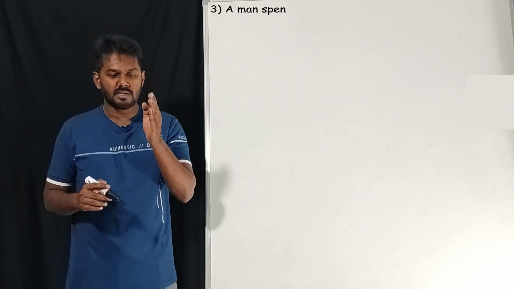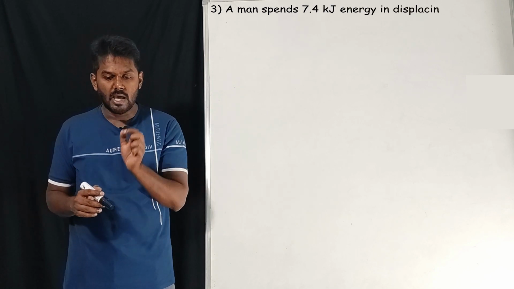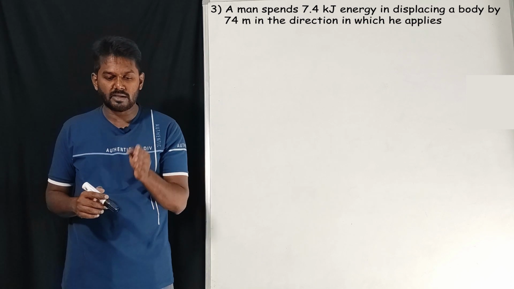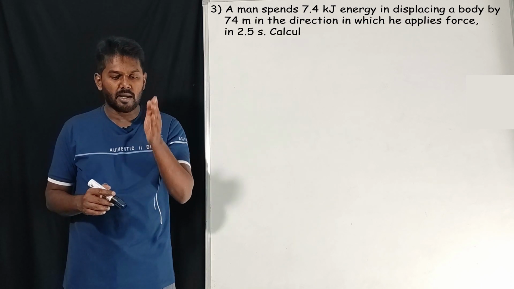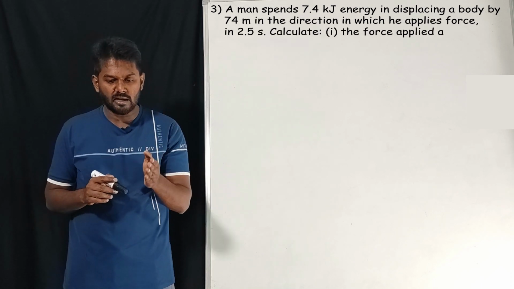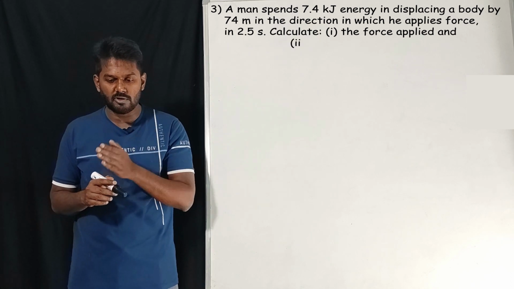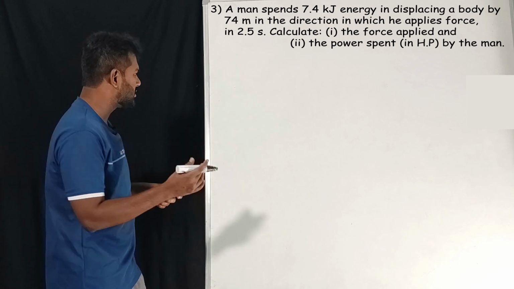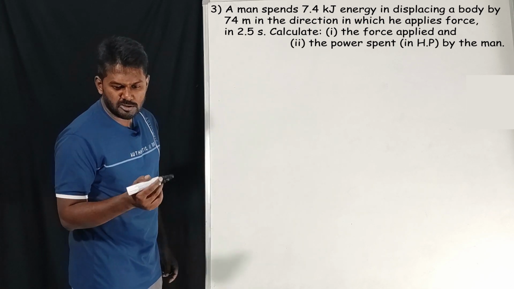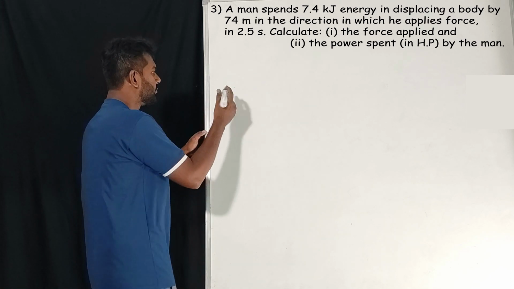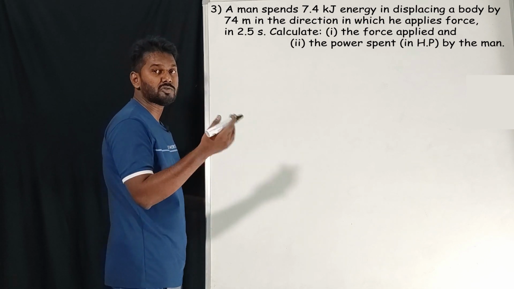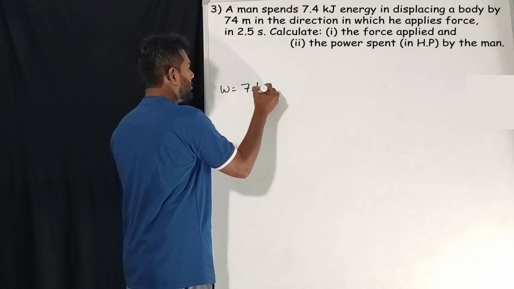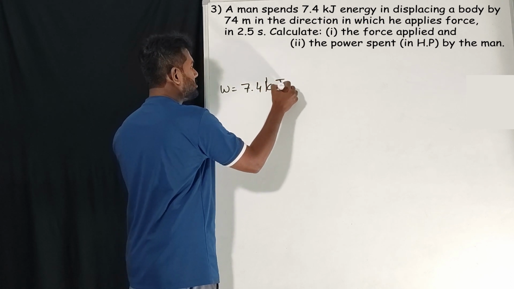A man spends 7.4 kilojoules energy in displacing a body by 74 meter in the direction in which the force is applied in 2.5 seconds. Calculate the force applied and the power spent in HP by the man. Very simple question. Okay, first we will write what are the given data. A man spends 7.4 kilojoules. So 7.4 kilojoules, what is that? That is nothing but work done. So that is 7.4 kilojoules.